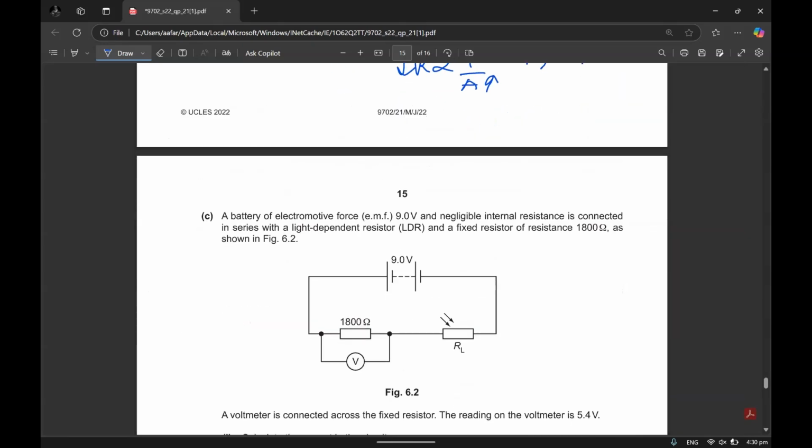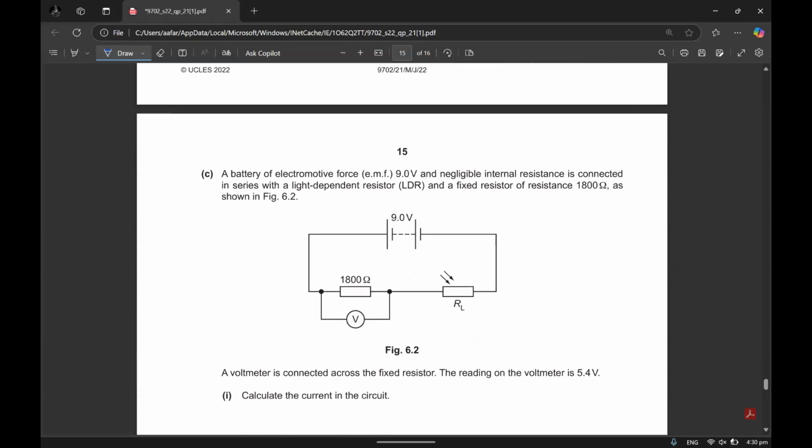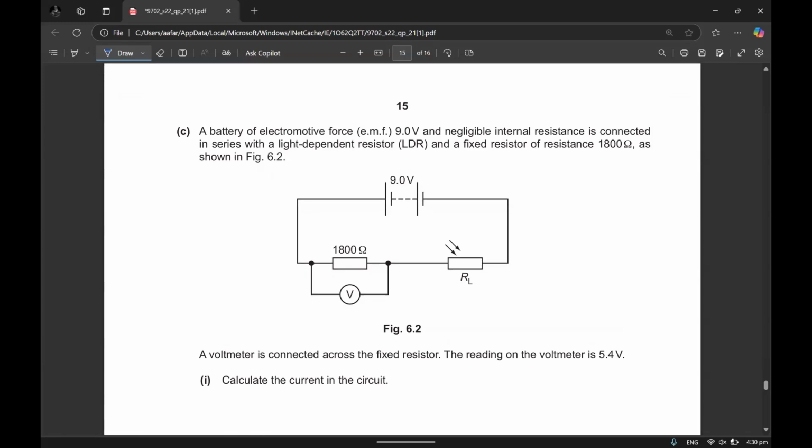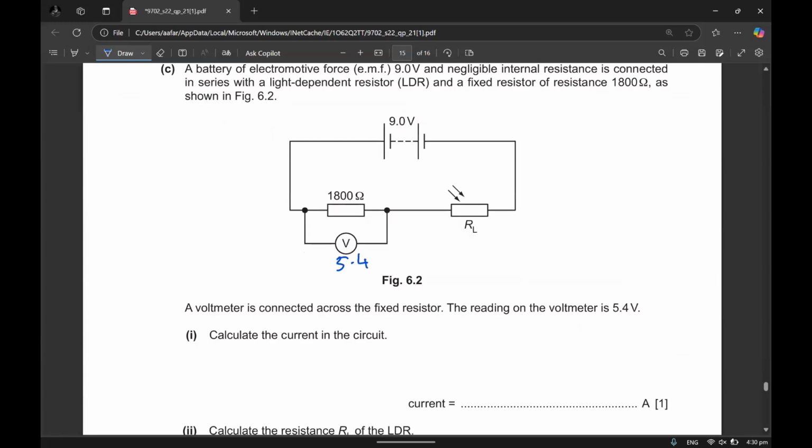A battery of EMF 9 volts and negligible internal resistance is connected in series with the light dependent resistor and a fixed resistor of resistance 1800 ohms as shown. A voltmeter is connected across the fixed resistor. The reading on the voltmeter is 5.4 volts. Calculate the current in this circuit. So V is equal to IR. V is 5.4 volts and its resistance is 1800. So the current we get is 3 times 10 to the power negative 3, rounded off to 7.